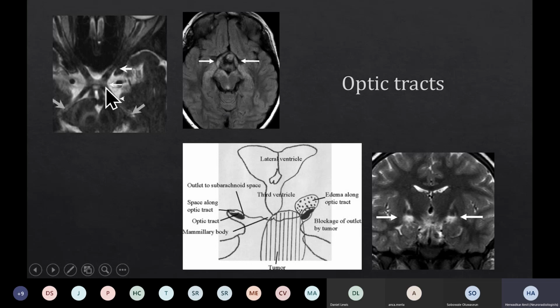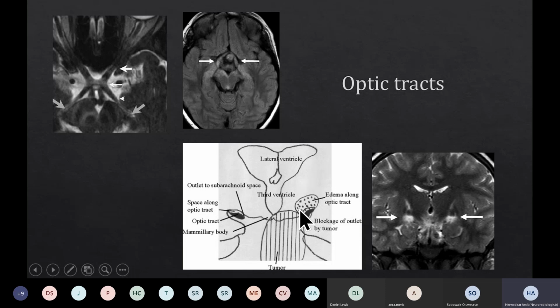And of course they can be involved in diseases behind the dorsum sellae, but sometimes even big pituitary tumors or even optic chiasmatic tumors can cause signal changes within the optic tracts, and that can be due to edema.